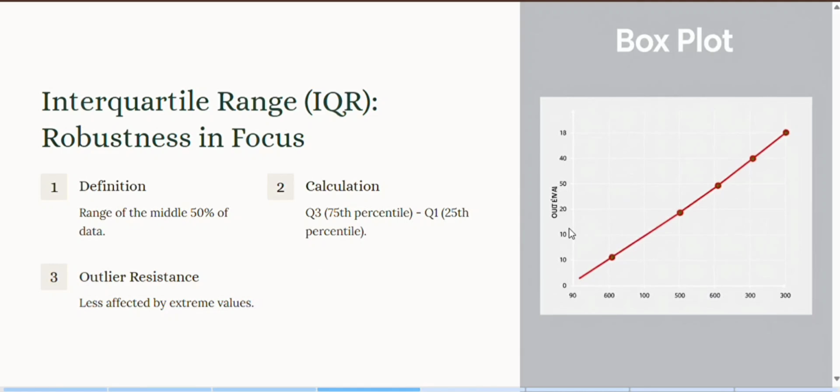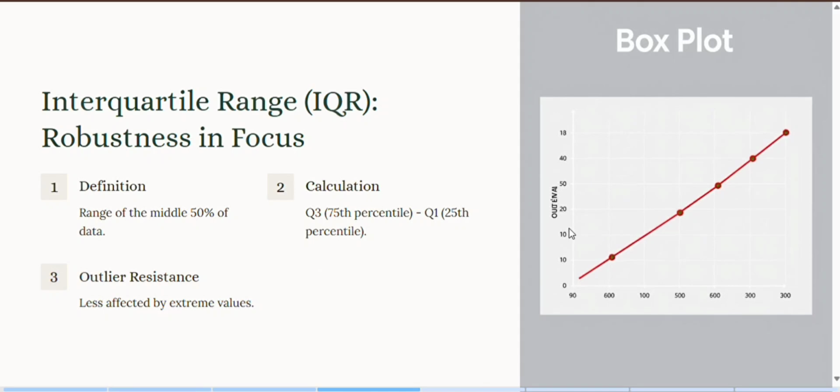Next, interquartile range, which is IQR, robustness in focus. Definition: range of the middle 50% of data, and quartile resistance is less affected by extreme values. Calculation is Q3, the 75th percentile, minus Q1, the 25th percentile. So we can see the example in this outlet.